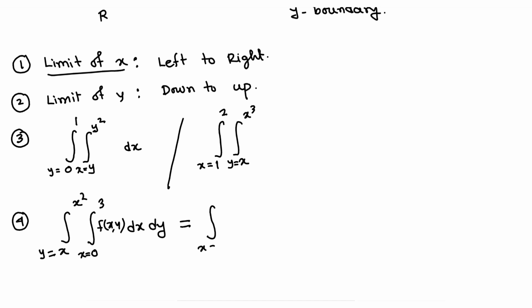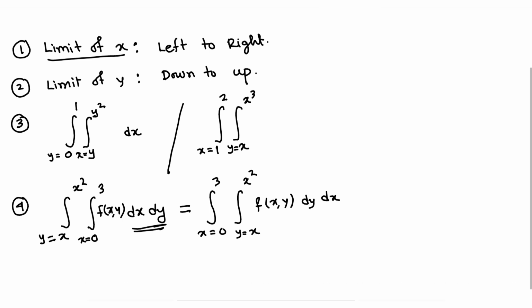This will be x equals 0 to 3 and this will be y equals x square, f of xy, and this was dx dy, and you have changed it, so this will be dy dx. Clear? If you are changing this order, you have to change this order. If the first integration is dy, the first integration will be with respect to y, and the second will be with respect to x. So you have to remember these 3 points.